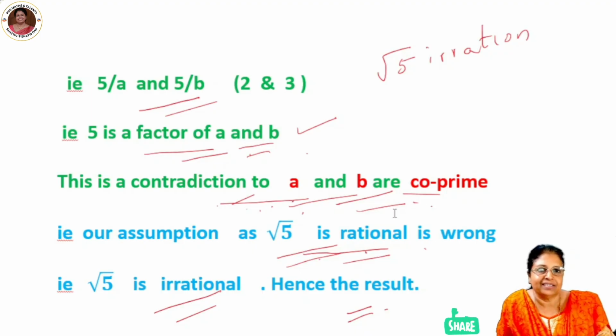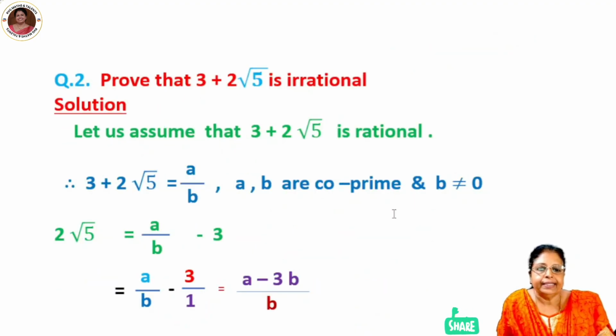All of you understood? Then come to the next question. Question number 2. Prove that 3 plus 2 root 5 is irrational. So here to prove that 3 plus 2 root 5 is irrational, we are following the same procedure.